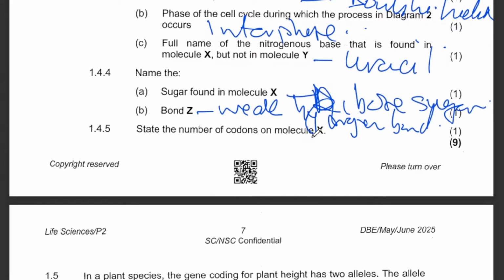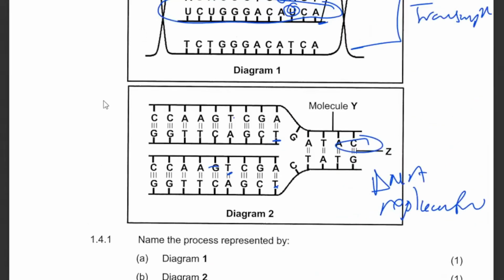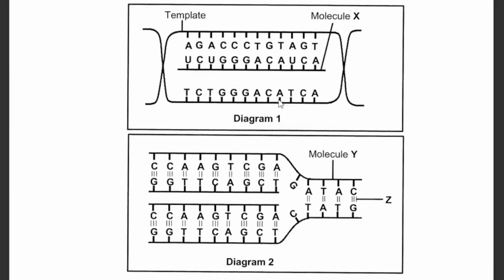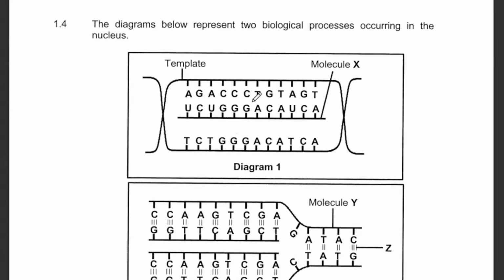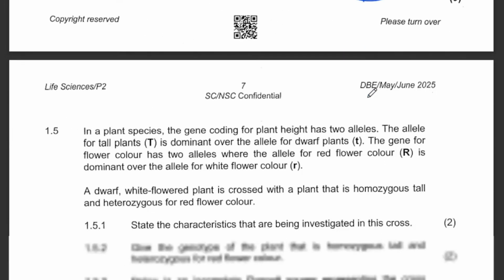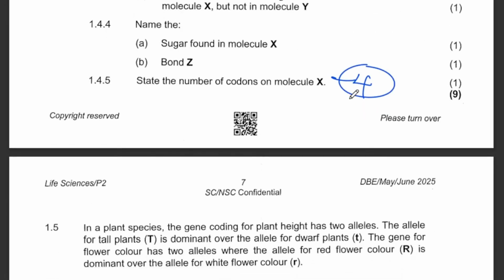They're saying state the number of codons. We say that codons are three bases on X. So we're going to count them. How many codons are there? This is 1, this is 2, and that is 3. Did I say on X? No, that is not X. Let's check properly. On X, we are seeing it here. It is 1, it is 2, it is 3, it is 4. So the answer here is 4. Not 4 bonds, 4 codons. Then we continue to the next question.